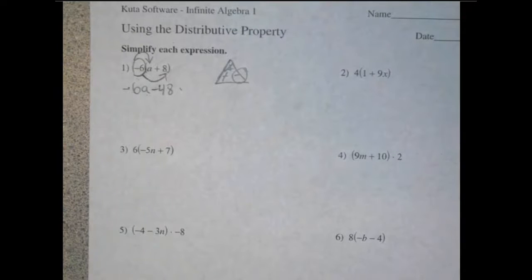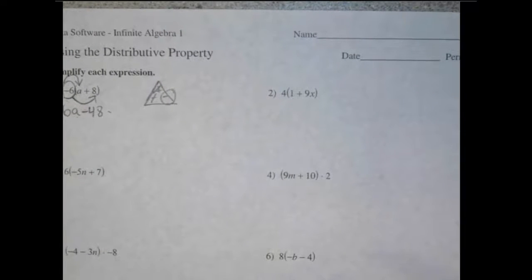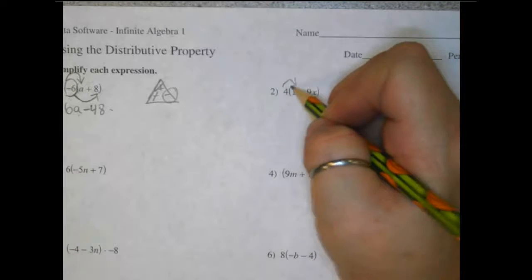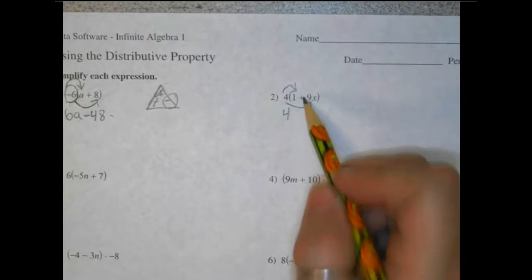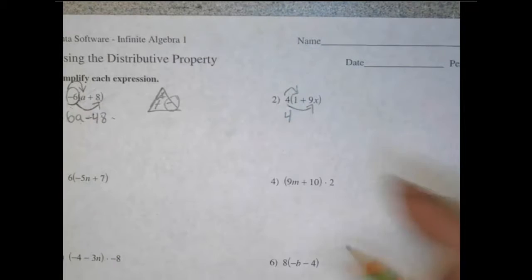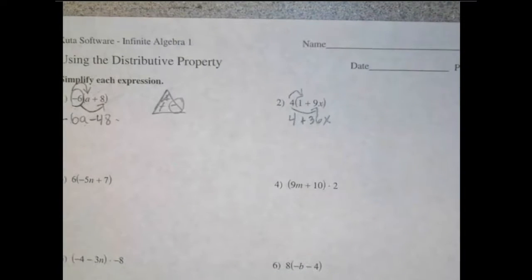Yes. So you just bring down your responses. Yeah, we're going to do another few examples. All right. So let's look at number 2. Okay. So we have a 4 times 1. What's 4 times 1? 4. So I'm just going to bring that down underneath. And then my second arrow is going to go to the second term. And my terms are separated by a plus or minus sign. So what is 4 times 9? So it's going to be plus 36, and that x is going to tag along.